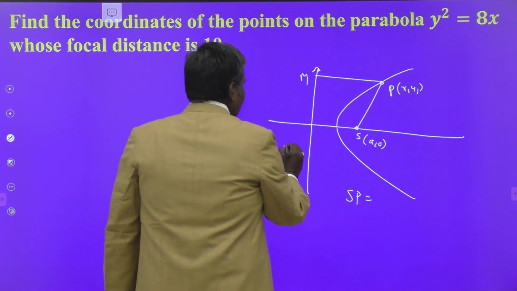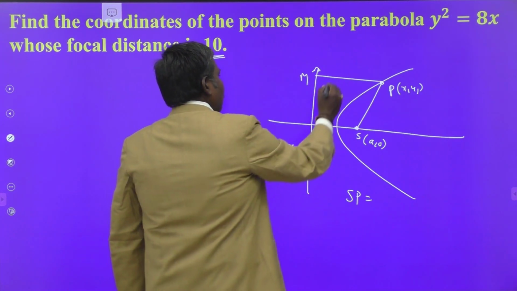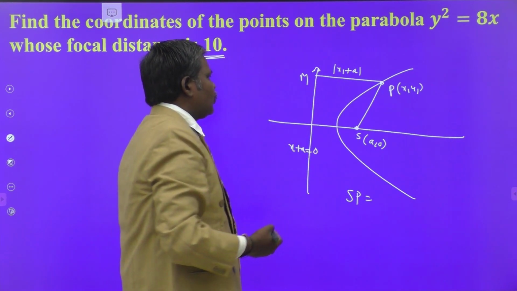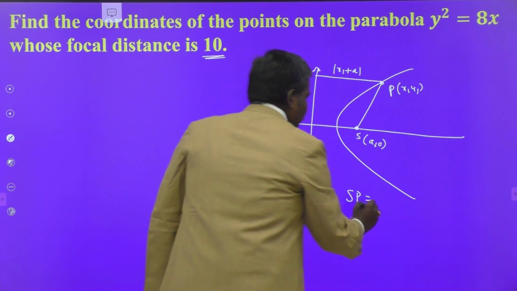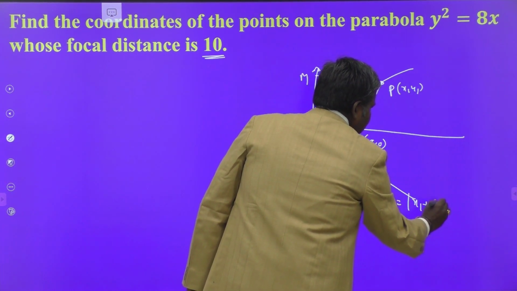What is the equation of the directrix for the standard form? x plus a equals 0. Can you get the perpendicular distance or not? It is nothing but mod of x1 plus a by root 1, that is mod of x1 plus a. SP is equal to PM, that is equal to the modulus of x1 plus a.